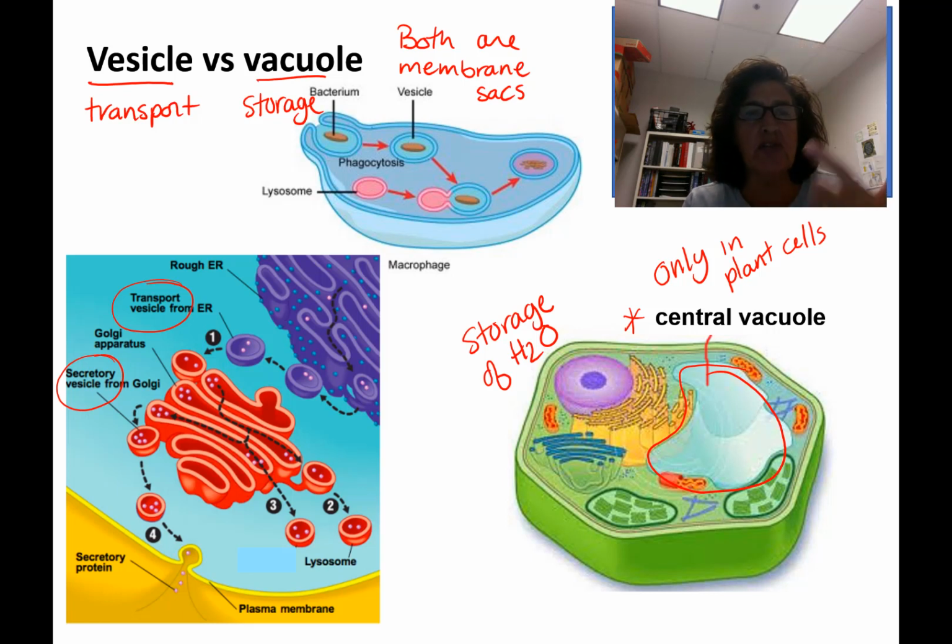Okay, so we've got vesicles, vacuoles. Both are membrane sacs, slightly different functions. One's for transport, one's for storage in general. Vesicles in all eukaryotic cells.